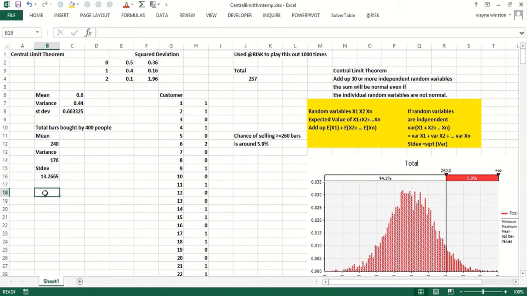All right, so the chance that at least 260 chocolate bars are bought is 1 minus the chance of 259.5 or fewer, because 259.5 would round to 260. So I'd say NORM.DIST of 259.5, with a mean of 240 and a standard deviation of 13.2665, and I need the word TRUE there. So that's the chance of selling 259.5 or fewer chocolate bars. I got 7% instead of 6%, which is pretty close.